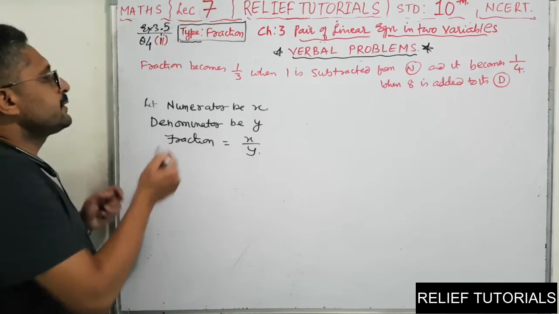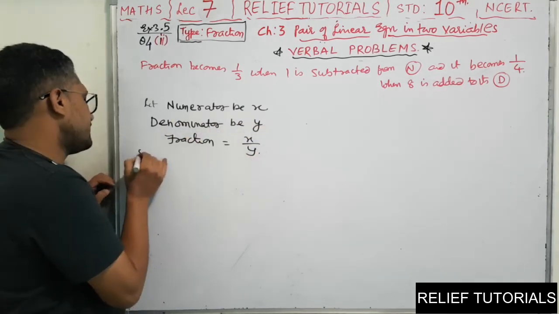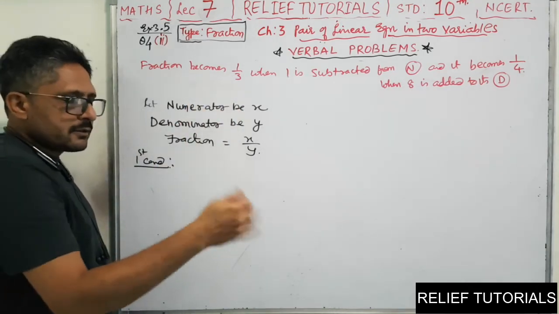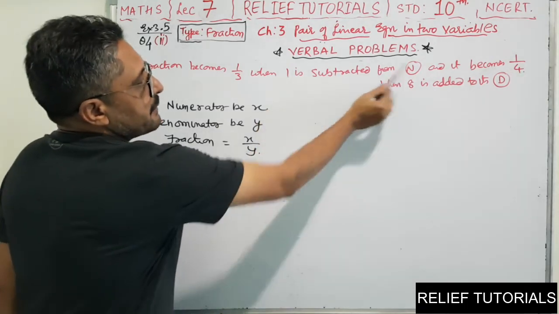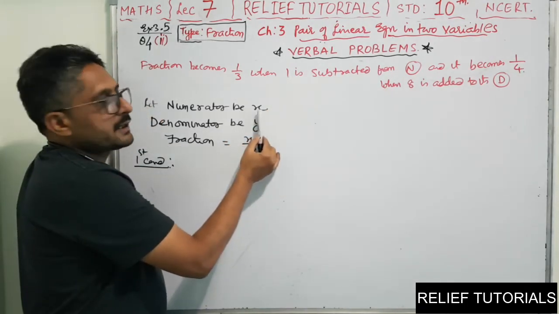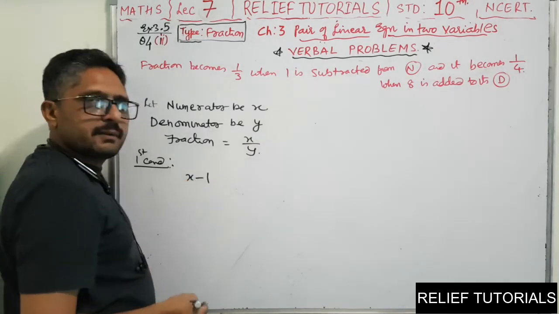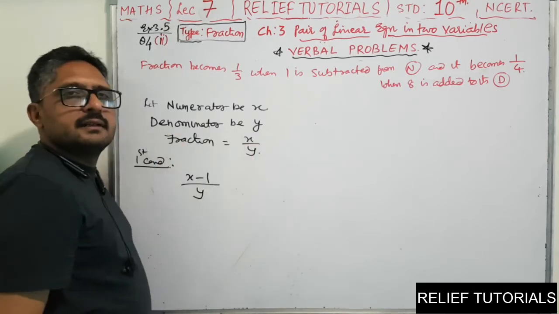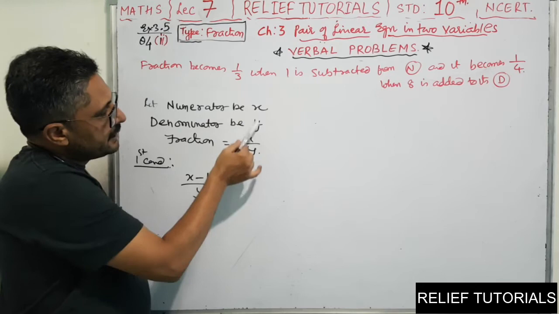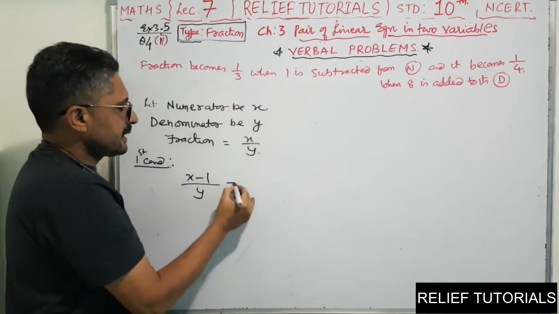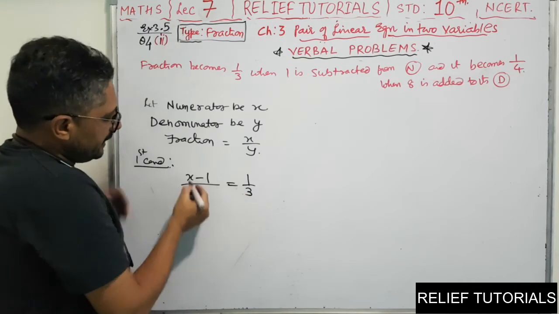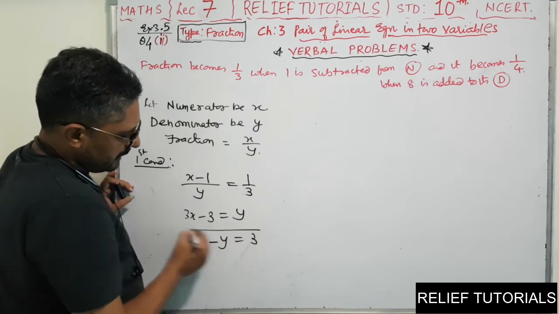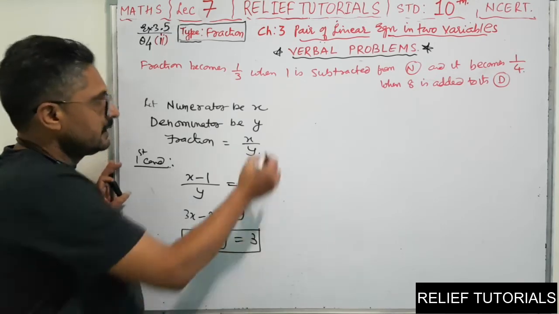So what we'll do here, see, let the numerator be x, the denominator be y, the fraction is x upon y. The first condition you will write. What is the first condition? The fraction will become 1 upon 3 when 1 is subtracted from the numerator. So you have to subtract 1 from the numerator. The numerator is x. Subtracting 1 from the numerator, x minus 1. That's all. And nothing we are doing to the denominator, so the denominator is as it is. So that is equal to 1 by 3. Now 3 into x, 3x minus 3 is equal to y. So 3x minus y is equal to 3. This is our equation. Clear?